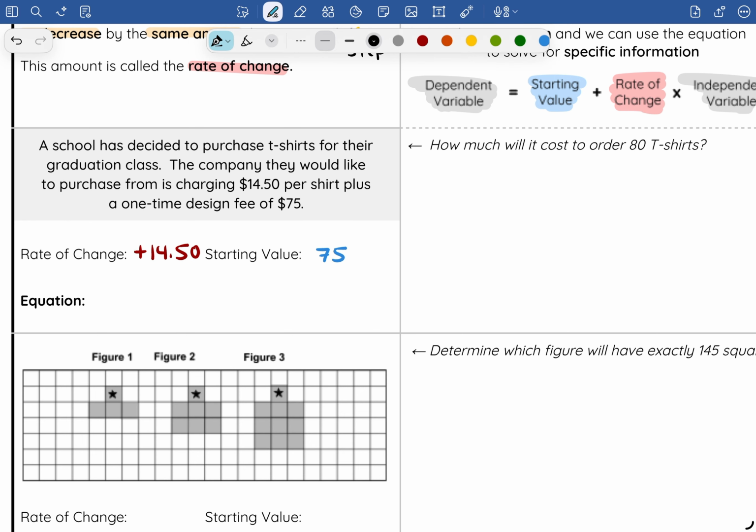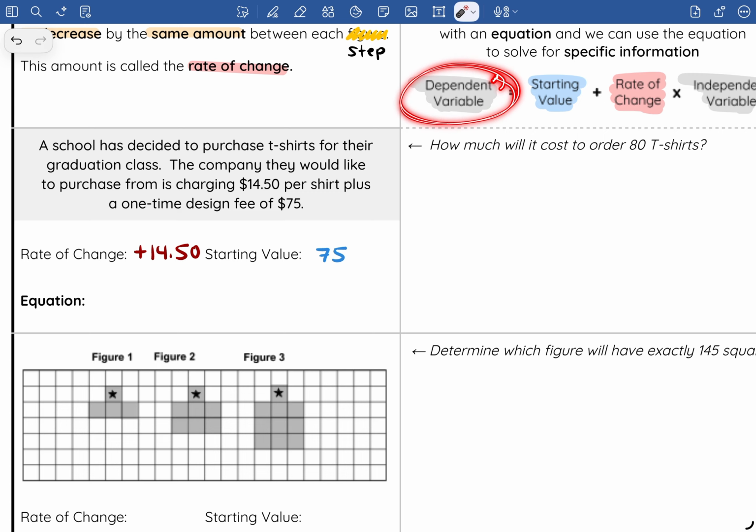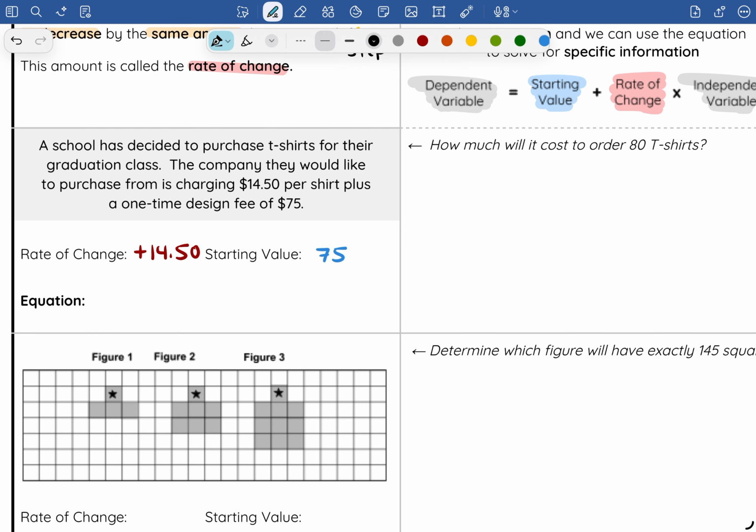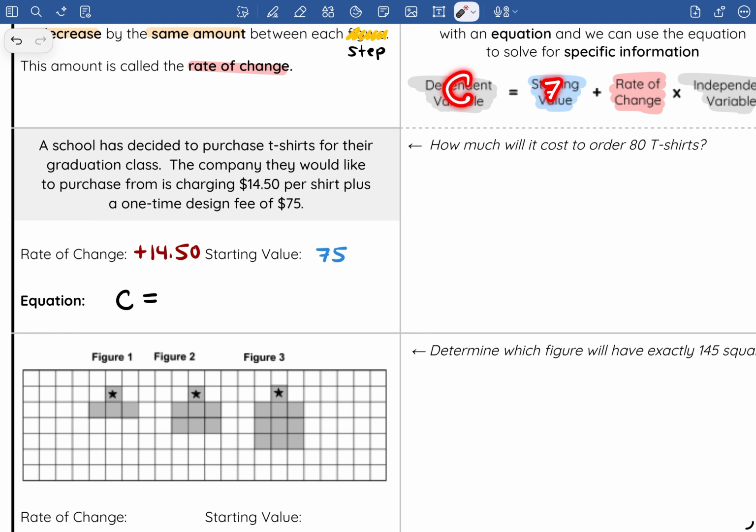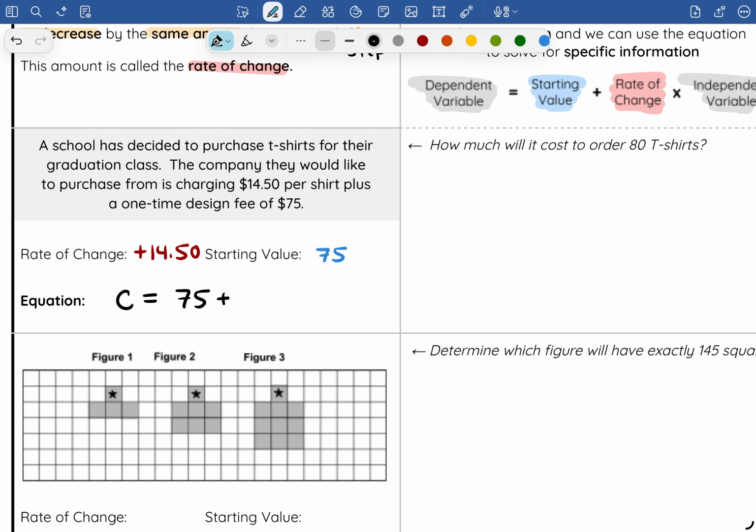In this case, our dependent variable would be the cost of the order. How much does it all cost? Depending on our independent variable is the number of t-shirts that are ordered. So usually I would give you some letters, but what we're going to say is the cost is equal to, so that's our dependent variable. Our starting value is 75. So we'll put that into our structure. Plus, our rate of change is $14.50. And then our independent variable is the number of t-shirts that get ordered. So let's use T as a good one there.